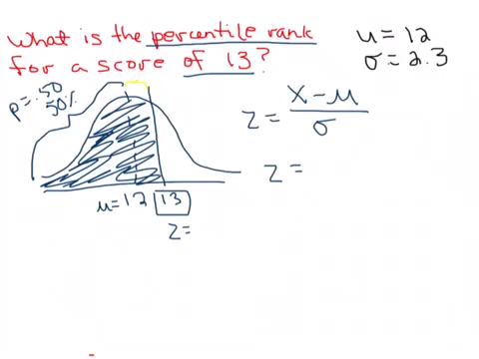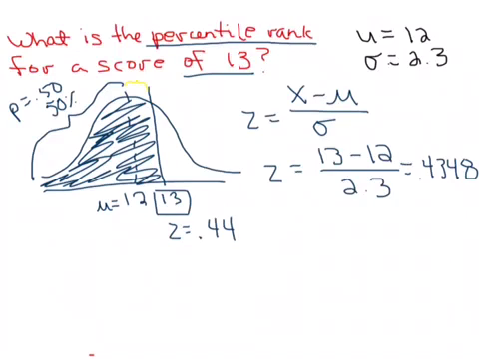Z equals, the score we're looking for is 13. Our population mean is 12, divided by 2.3. If we calculate that out, we really should get 0.4348. If you round appropriately, the 8 moves that 4 to a 5, which moves the 3 to a 4. So my z is actually 0.44 if I really want to be technical. Okay, so now we have our z.